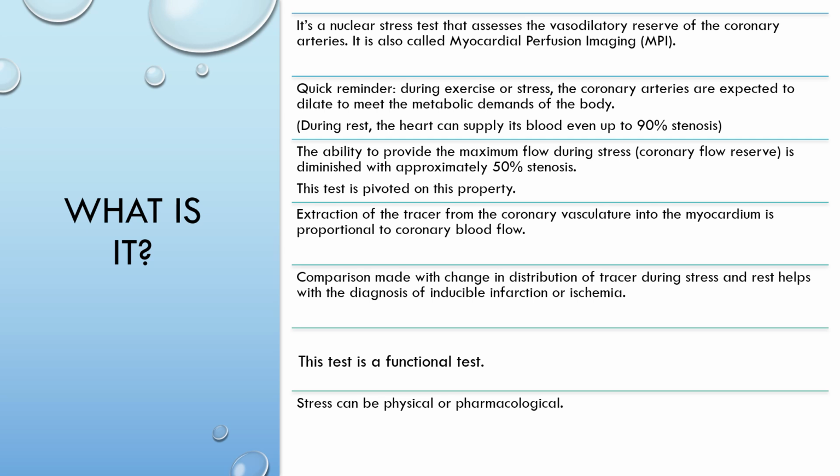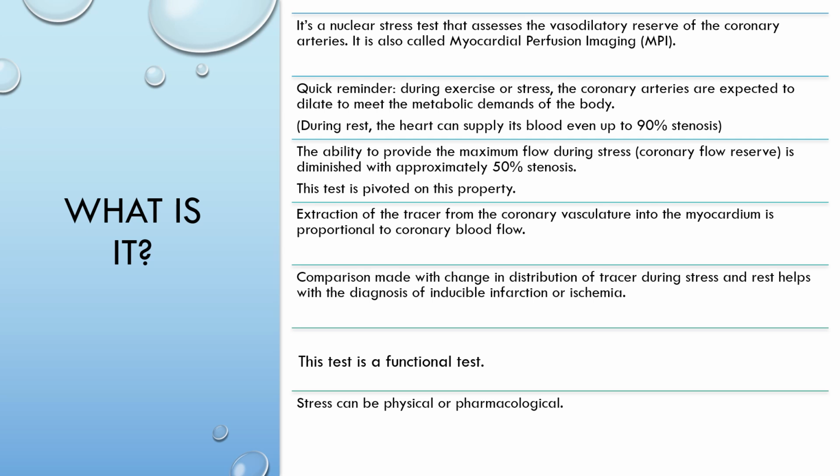Even with 90% stenosis. The ability to provide the maximum flow during stress, which is known as coronary flow reserve, is diminished with approximately 50% stenosis. And this test, MPI, is pivoted on this property. Extraction of the tracer from the coronary vasculature into the myocardium is proportional to coronary blood flow.